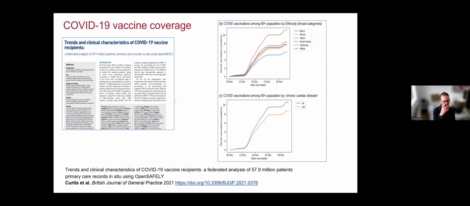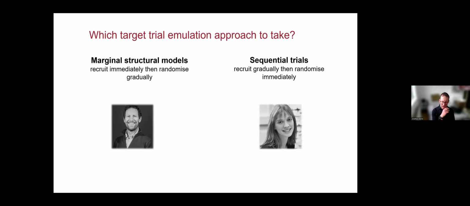In fact, one of the earliest OpenSAFELY papers that was conducted using federated analyses on the whole of the English population was published in the British Journal of General Practice rapidly during 2021 and demonstrated very rapidly that the cumulative incidence of vaccination was much higher among people of white ethnicity than among people of non-white ethnicity, as shown in the top panel here, and was also related to presence of comorbidities, and that enabled the health system to rapidly address under-vaccination of certain groups.